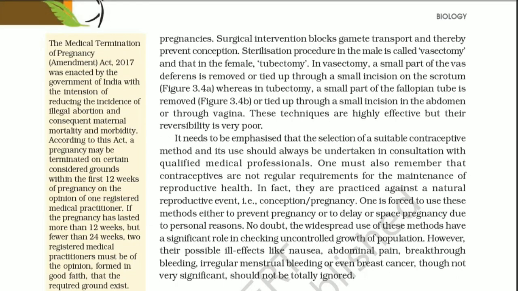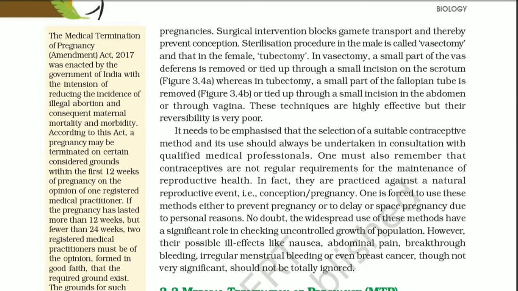In vasectomy, a small part of the vas deferens is removed or tied up through a small incision on the scrotum, whereas in tubectomy, a small part of the fallopian tube is removed or tied up through a small incision in the abdomen or through the vagina. These techniques are highly effective, but their reversibility is very poor.